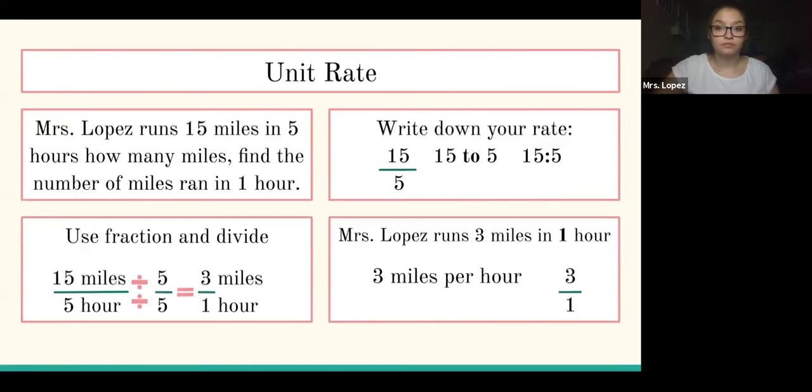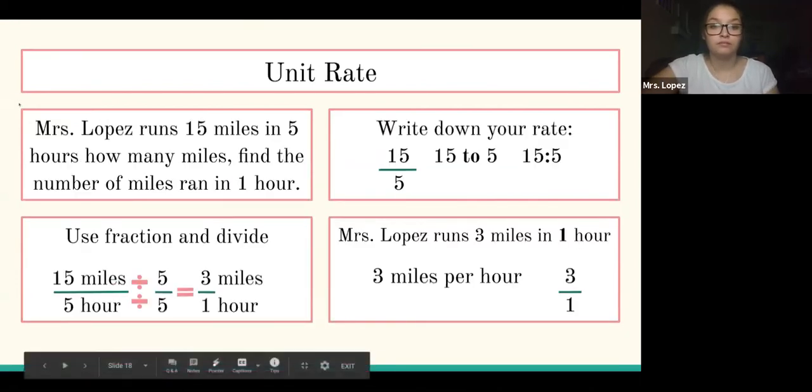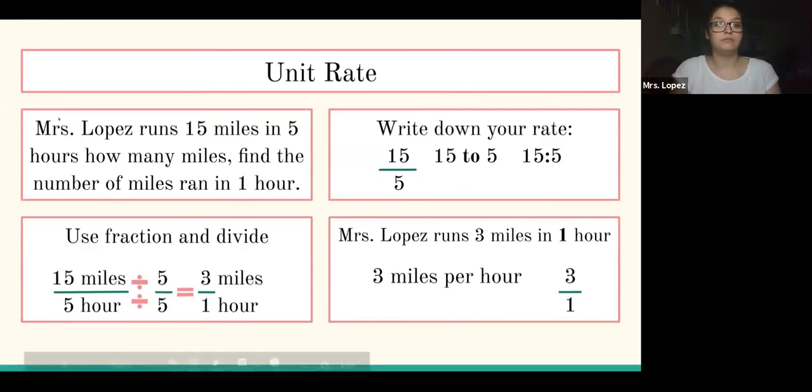So right here we have the unit rate. This time it's going to be me as an example. Mrs. Lopez runs 15 miles in 5 hours. How many miles does she run in 1 hour? So find the number of miles ran in 1 hour.